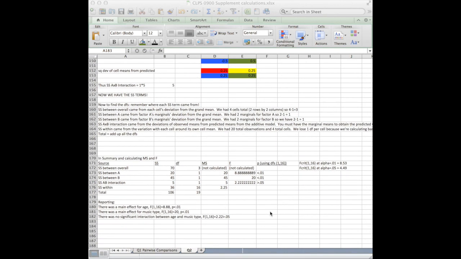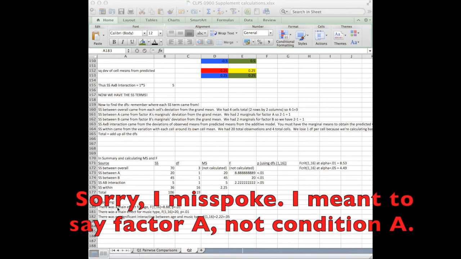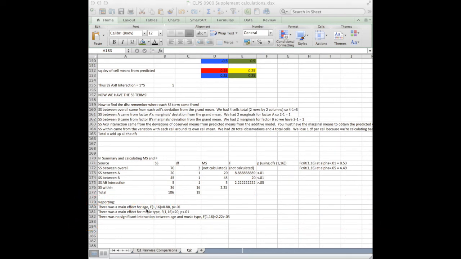And just to wrap things up, we have to report it in the correct format. So again, F and then the degrees of freedom between, degrees of freedom within, equals the F observed and the significance level that you found. So since we said that condition A was age, we would say that there was a main effect for age and then the typical reporting format.